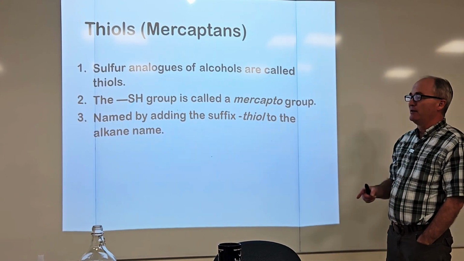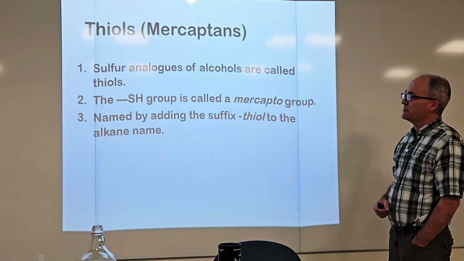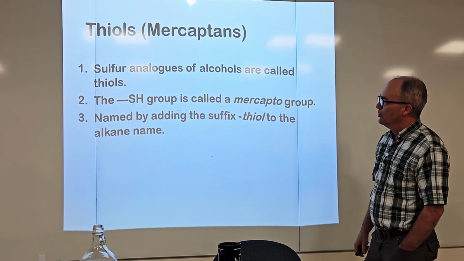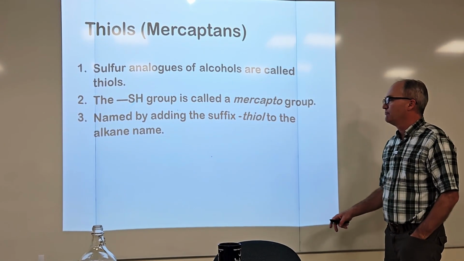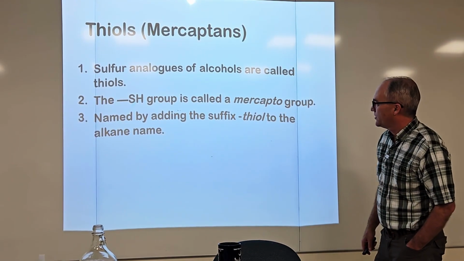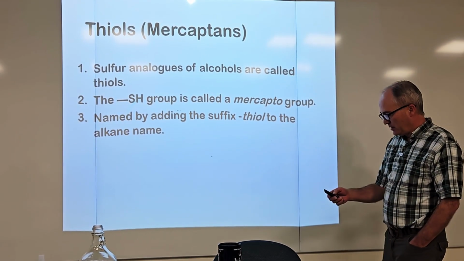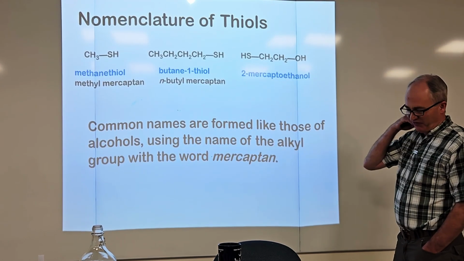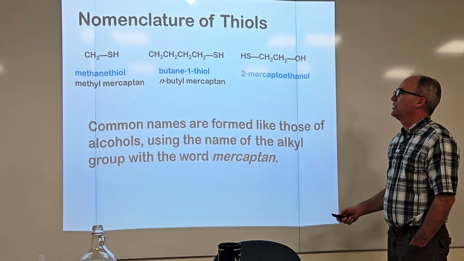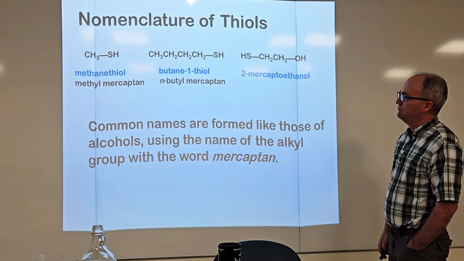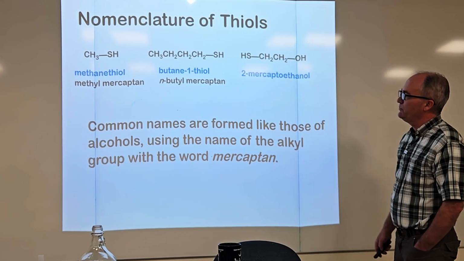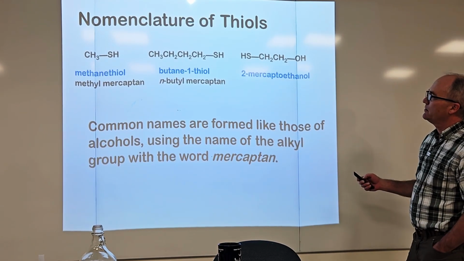Sulfur analogs are called thiols. The SH group is called a mercapto group. Has to do with mercury and probably some Latin word. All right, named by adding the suffix thiol to the alkane name. So instead of chopping off the E and adding OL for an alcohol, we just flat out say the name of the hydrocarbon, methane thiol, instead of methanol if it was an alcohol. So here's a straight up 4-carbon chain, butane. We'll call this butane 1-thiol.